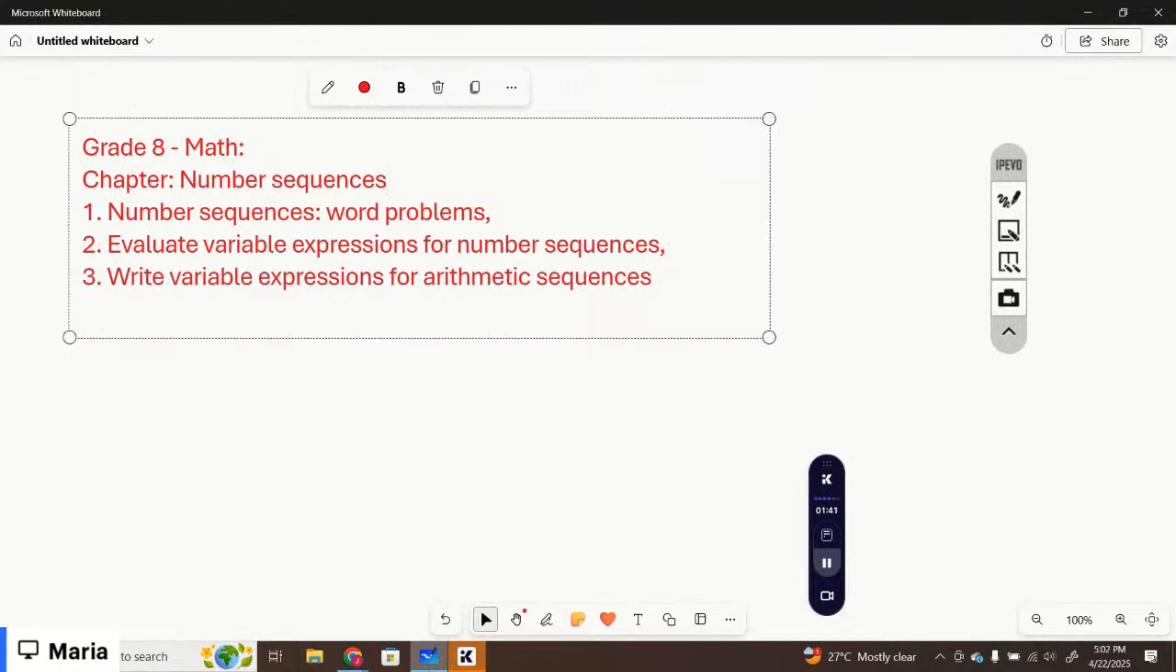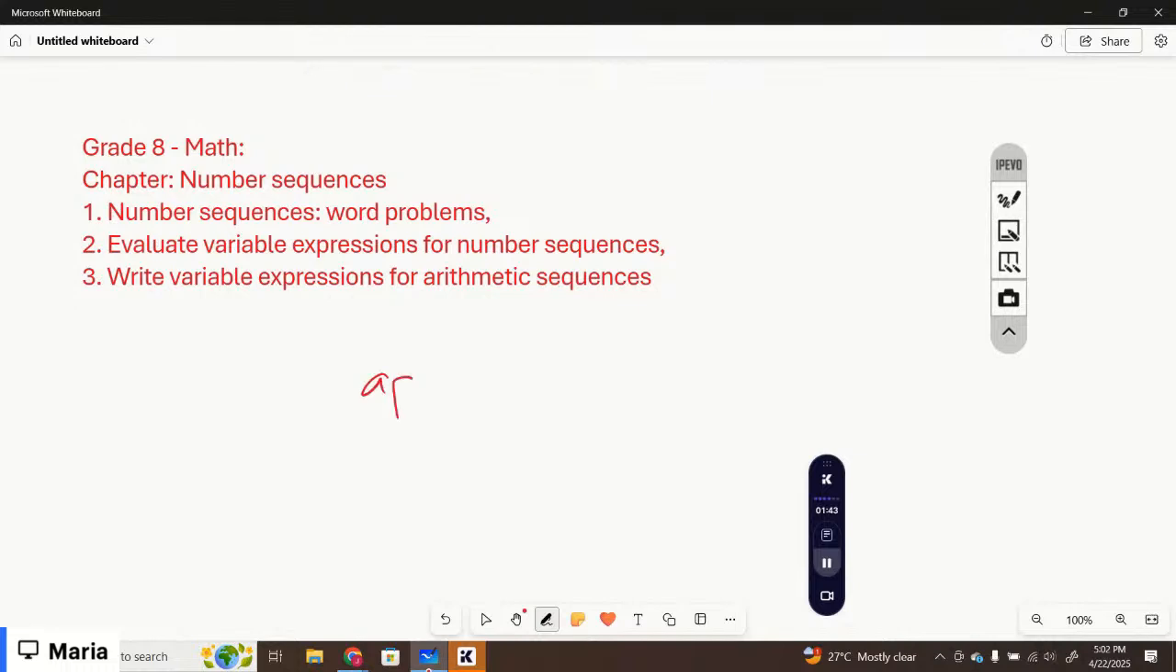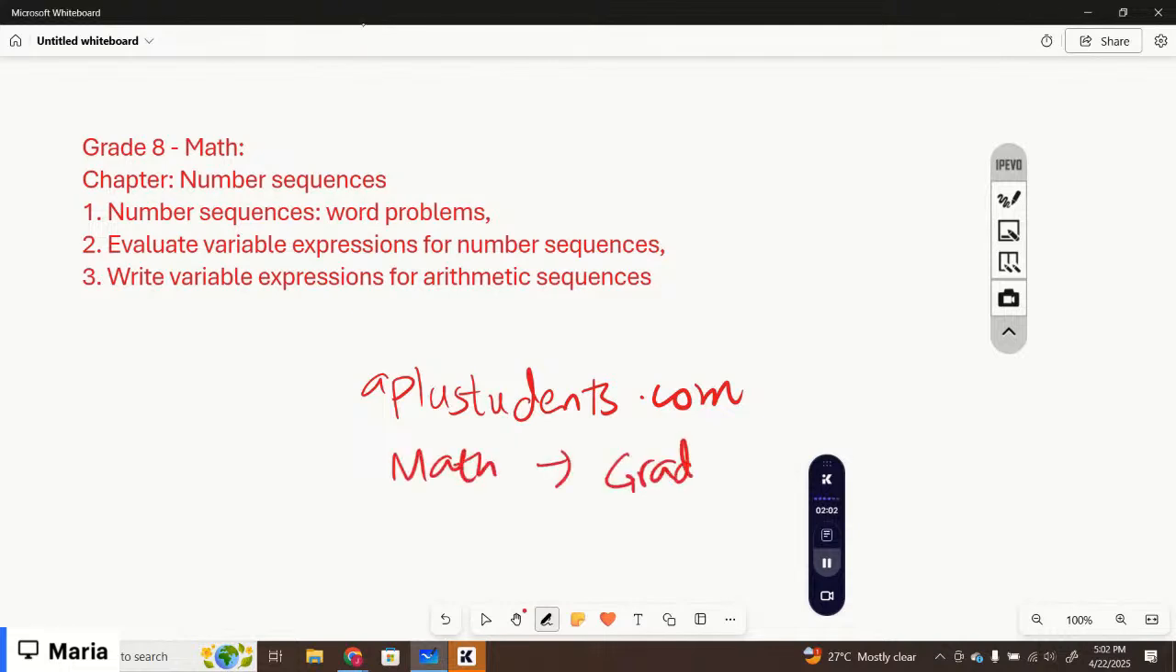You can find all the lessons on aplusstudents.com. You have to log in there using your email address and password as provided by the administrator. Then you have to select math from the subject tab. Scroll down to grade 8 math and then click on view all lessons. There you can find a list of the chapters. We're going to start with the chapter number sequences.